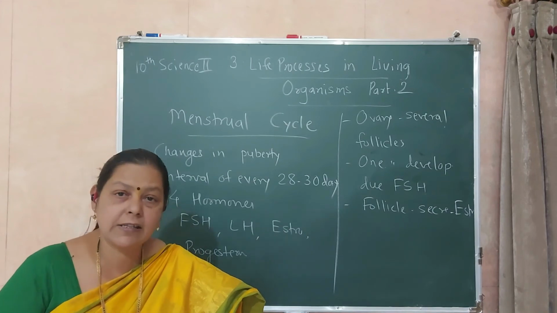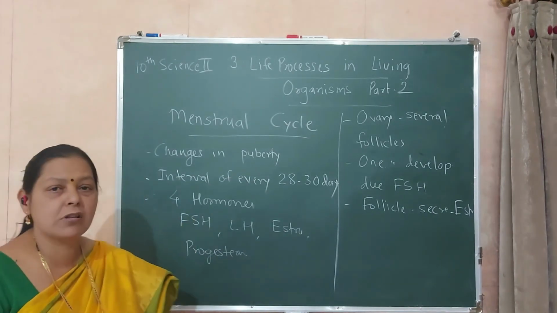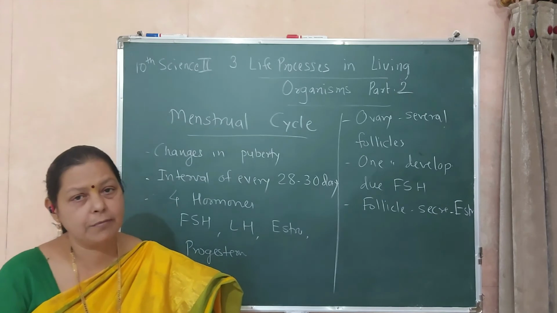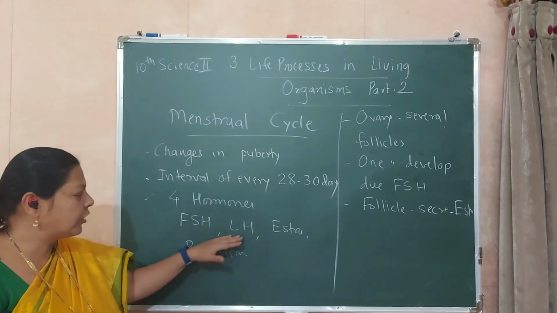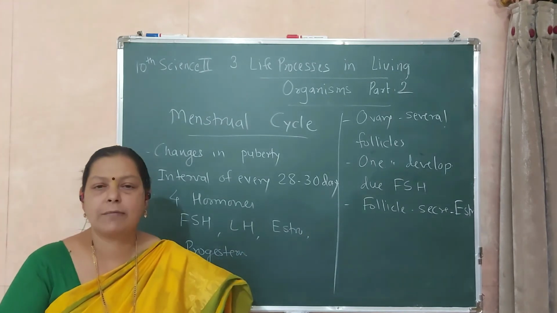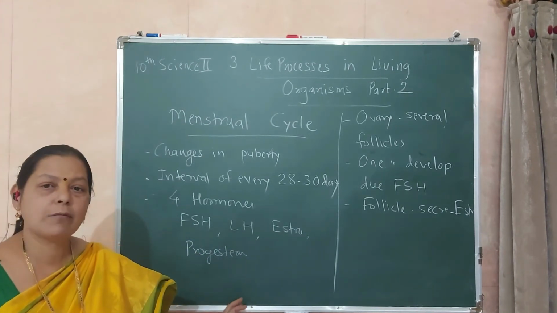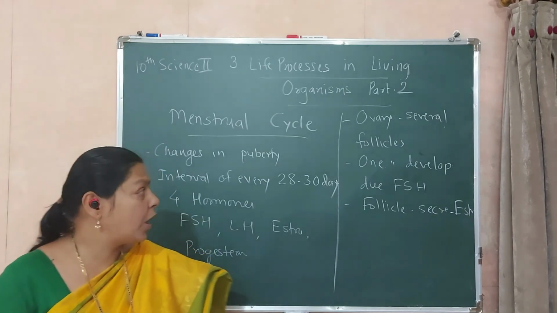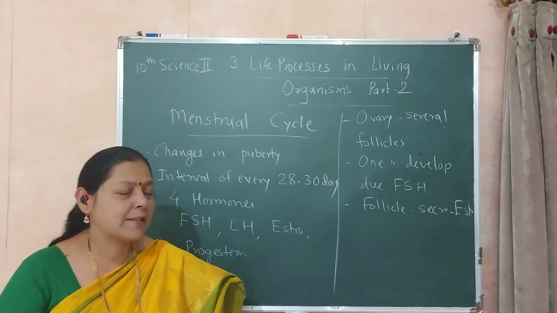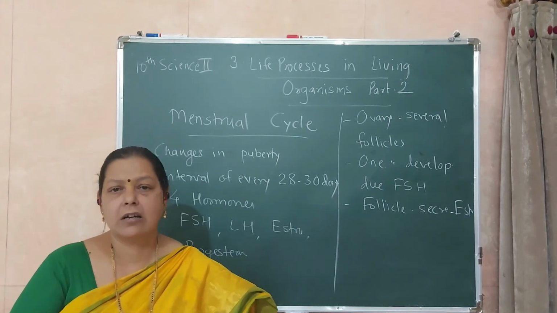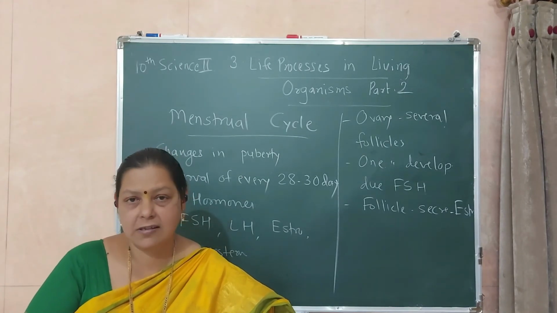Now what is the reason for this? Four hormones are responsible for the menstrual cycle: follicle stimulating hormone, luteinizing hormone, estrogen and progesterone. Now I am going to explain this by the diagram. You just observe on the screen.